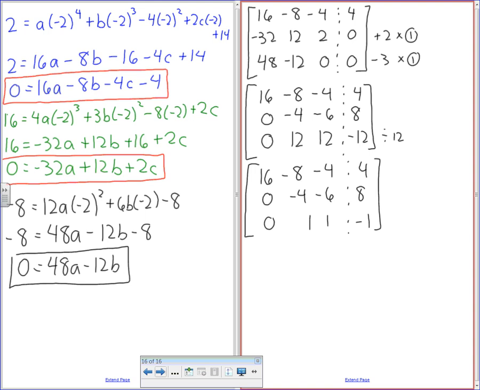Now again, if you like algebra, I was hoping Arden would be using algebra. You could have used algebra to solve this for A, B, and C. I like matrices, so I'm doing it this way. All right, Katie. What's the next step?